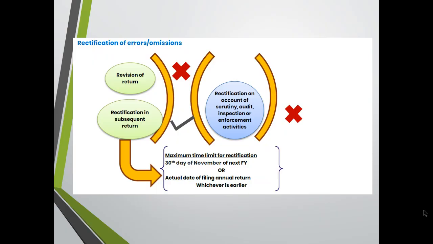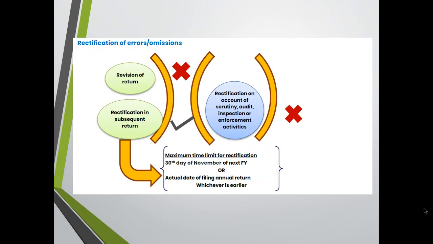Suppose this month you have 80,000 rupees turnover, and you missed 40,000 rupees. Then 1,20,000 rupees can be shown in this month as the returned figure. So in that way, in a subsequent return, you can rectify your errors.